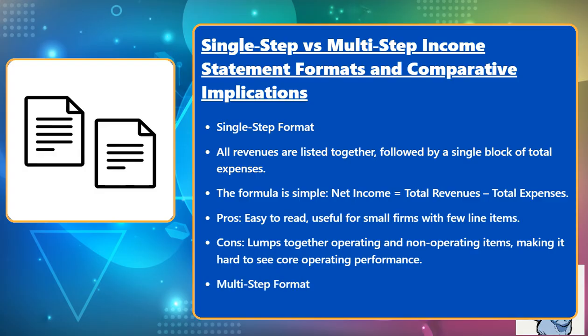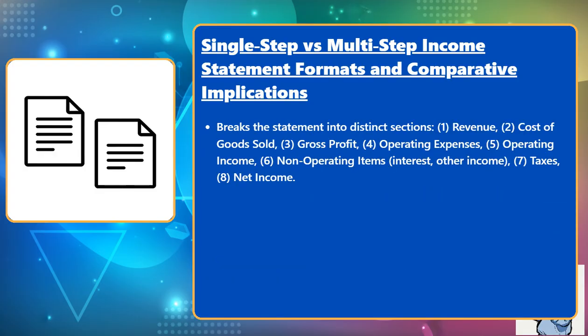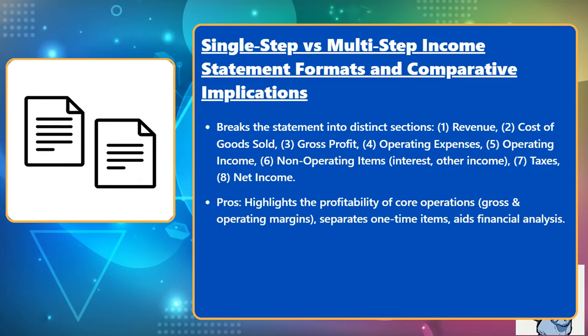Multi-step format. Breaks the statement into distinct sections: 1. revenue, 2. cost of goods sold, 3. gross profit, 4. operating expenses, 5. operating income, 6. non-operating items, interest and other income, 7. taxes, 8. net income. Pros: highlights the profitability of core operations, gross and operating margins, separates one-time items, aids financial analysis. Cons: more complex, may require more accounting data.